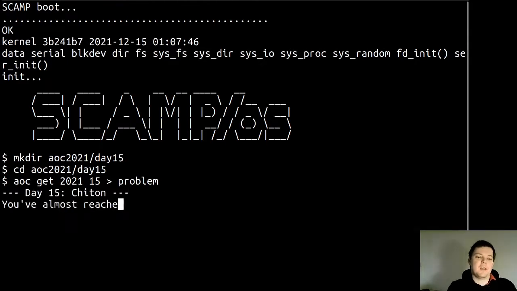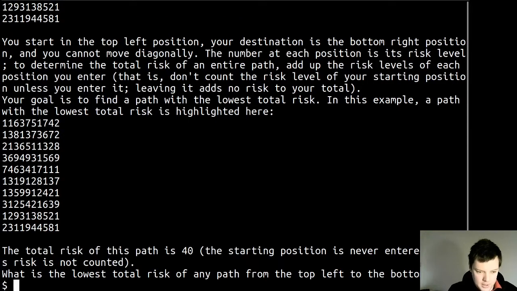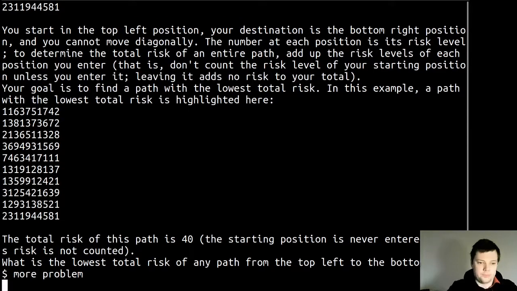This is day 15, Chiton. Okay, so this sounds like shortest path. Finally, I might need that queue.